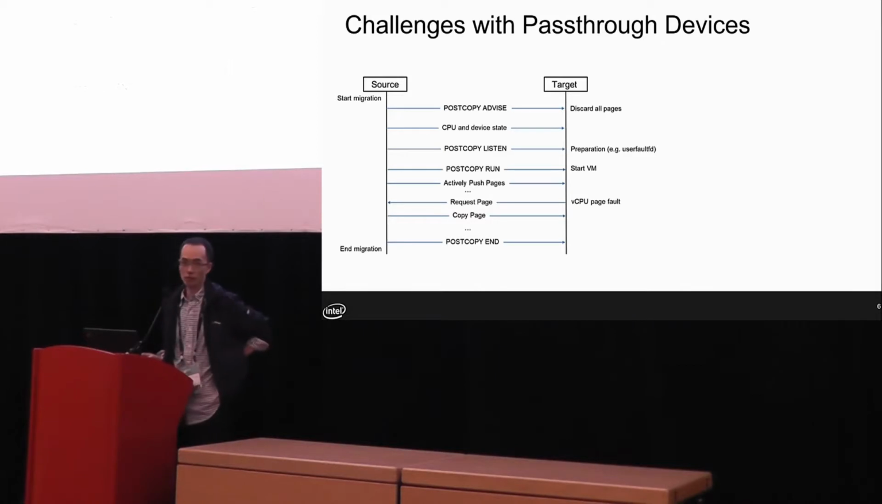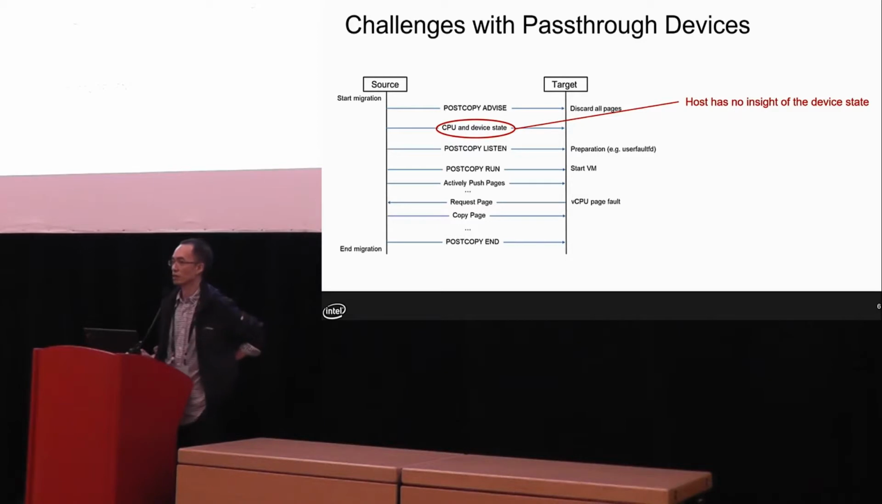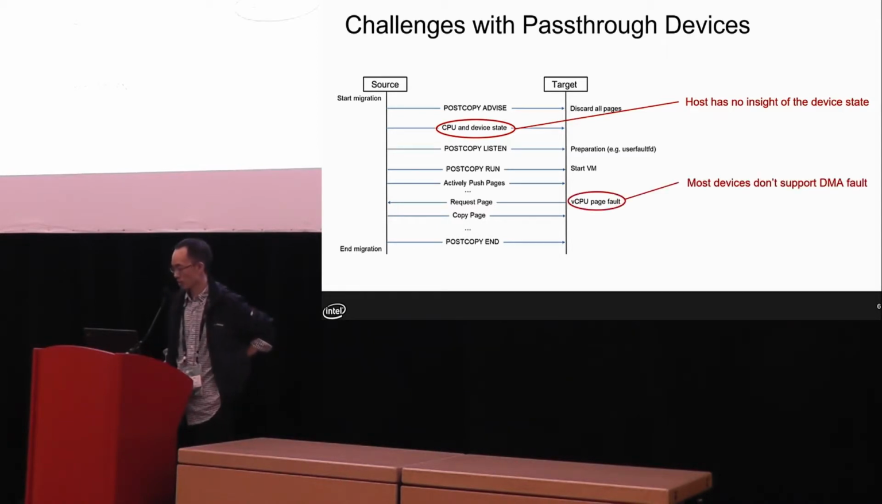Then here are the challenges with pass-through devices. The first one is, because the device is passed through to the guest, the host has no insight into the device state. So how can we migrate the device state? That's the first challenge. The second challenge is that today most devices don't support DMA page faults. So there's no chance for the target hypervisor to fault and pull like with vCPU access. If you don't prepare the page before DMA happens, that will trigger a VT-d page fault. It may either lead to the driver not working or maybe even a panic situation.